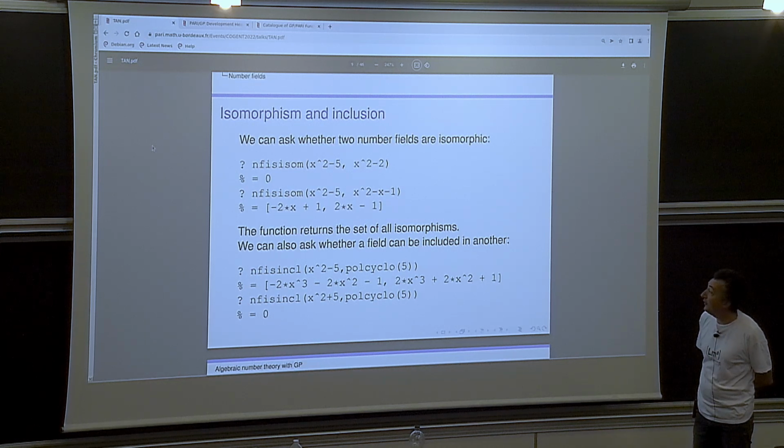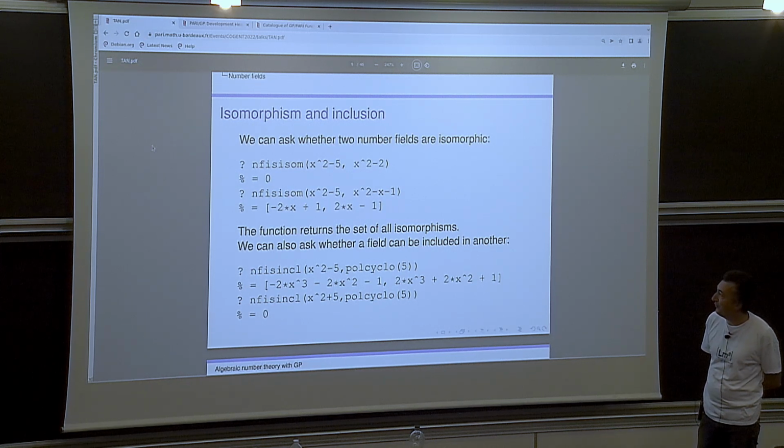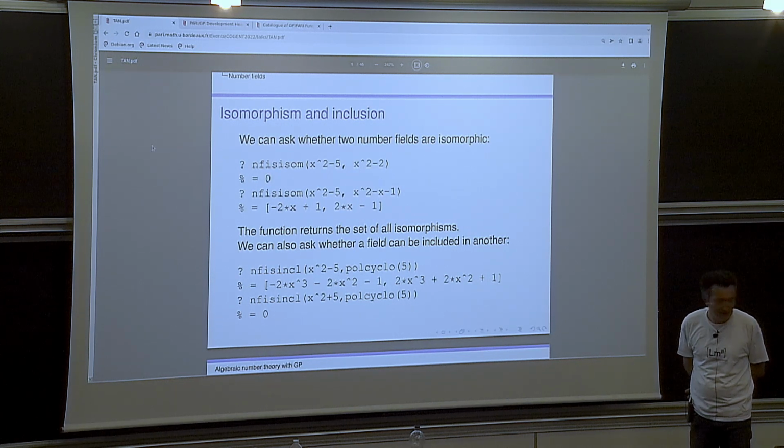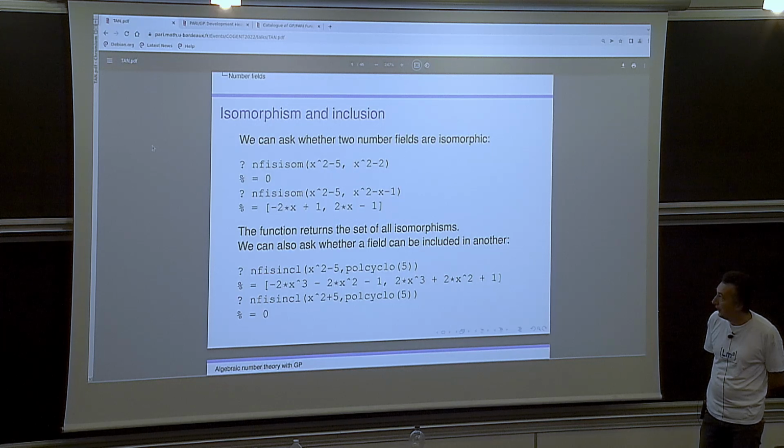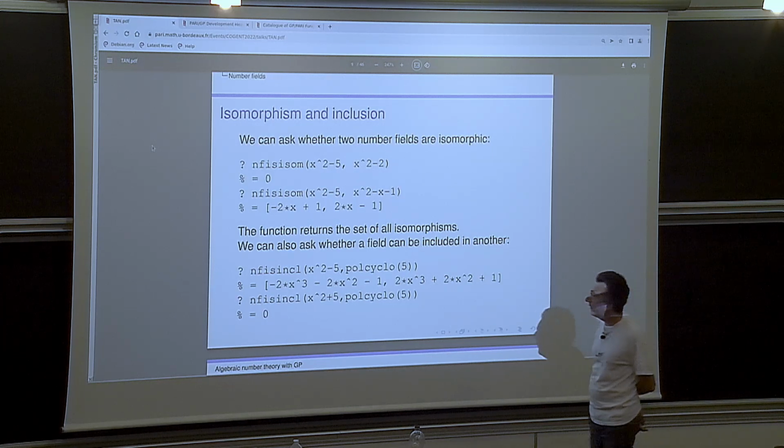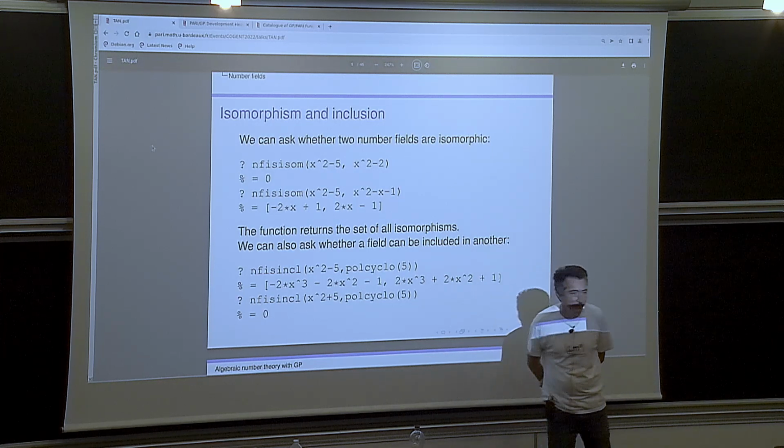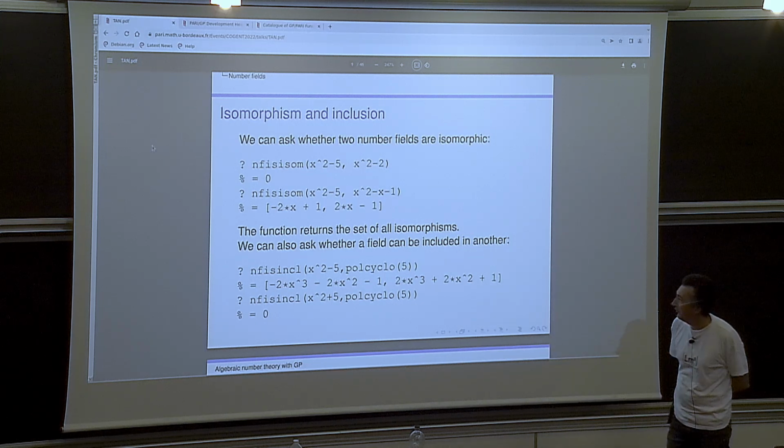Isomorphism: you can check isomorphism of fields using nfisisom. Here we get 0, which is false. They are not isomorphic. And in the second case, we get a vector, which is a vector of isomorphisms. So the fields are actually isomorphic.